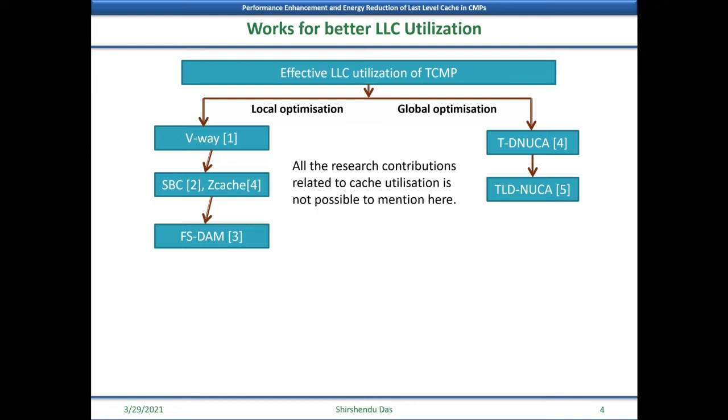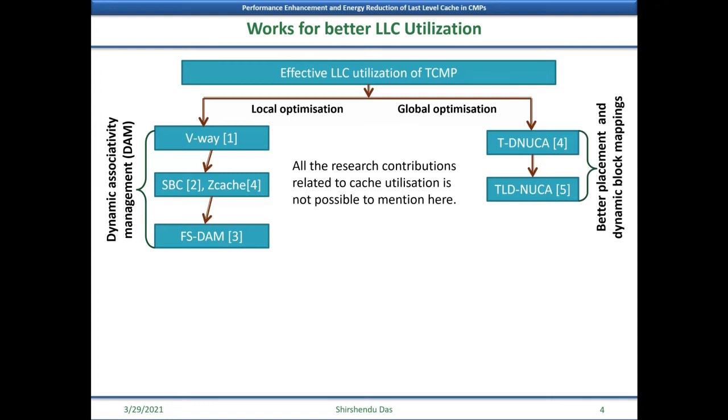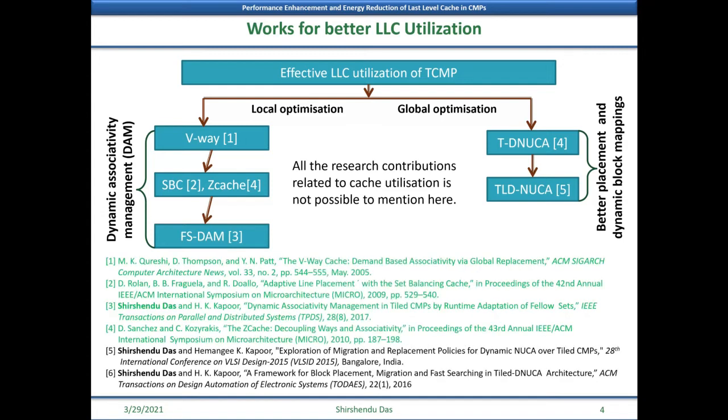This is called dynamic associativity management, a term I'll discuss shortly. On the global optimization side, we'll discuss two papers, TD NUCA and TLD NUCA. Starting from the dynamic associativity side, that is the local optimization side, we'll first discuss the paper called BUA, and then this paper, FSDAM, and then we'll discuss Zcache. We'll also discuss SBC, which is this paper.